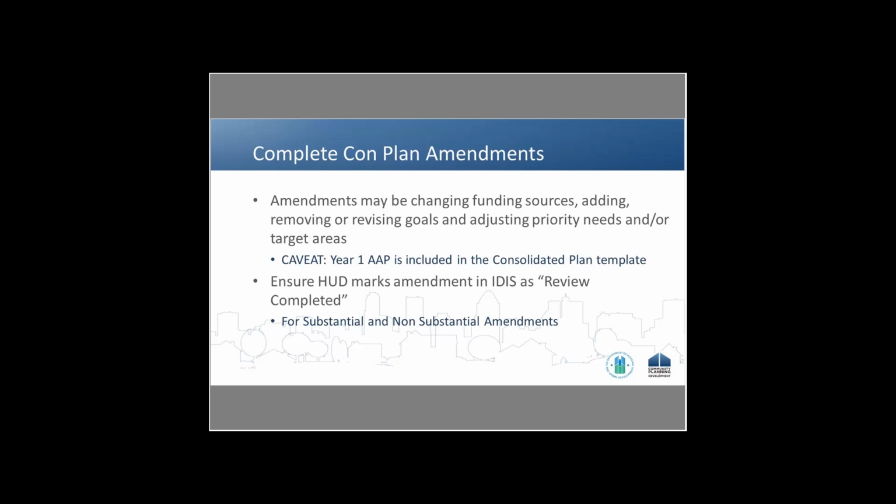Regardless of whether it's a substantial or non-substantial amendment, it's really important that you make sure HUD marks those amendments as review completed in the system. Here's the secret to the way the system works. Review completed tells the system to download all the updates and changes you made through that amendment process into your next CAPER and your next action plan. If the amendment is not in review completed status, the system considers it a draft, and it will not pull those changes and updates into the next action plan or CAPER. Real important key here: review completed tells the system to pull those changes into the next action plan and CAPER.